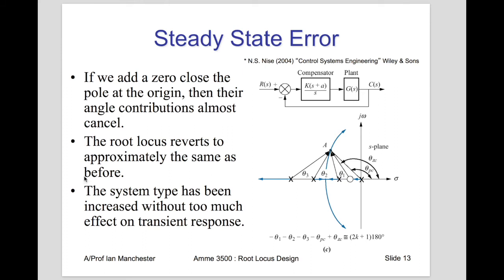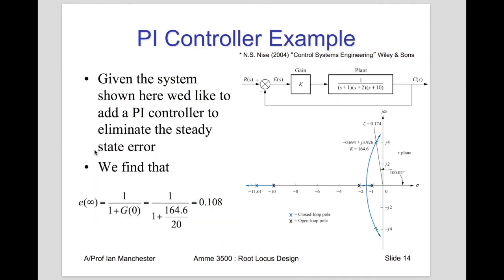And again, if we look at the example from the textbook, we have s plus 1, s plus 2, s plus 10. In this case, this designer has obviously said that rise time is extremely important and settling time and overshoot are not so important, so has gone for quite a large gain here. This point on the root locus corresponds to a proportional gain k of 164.6.